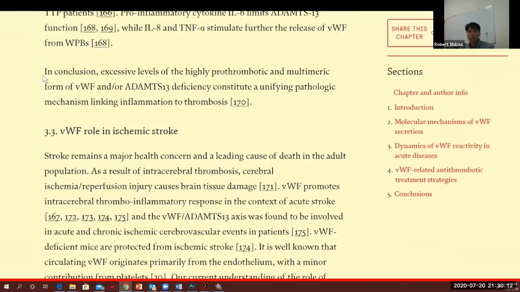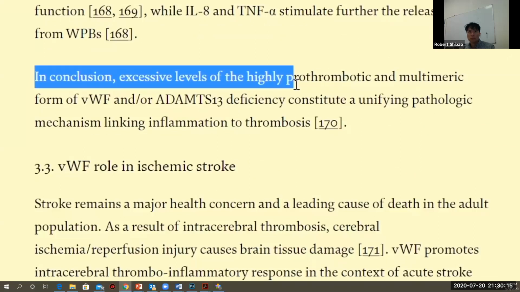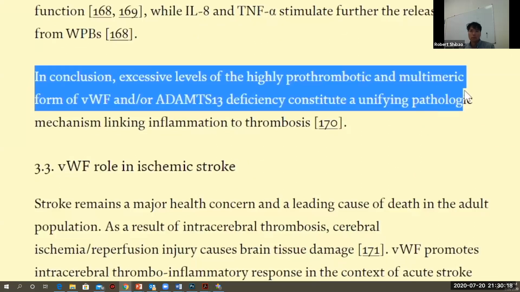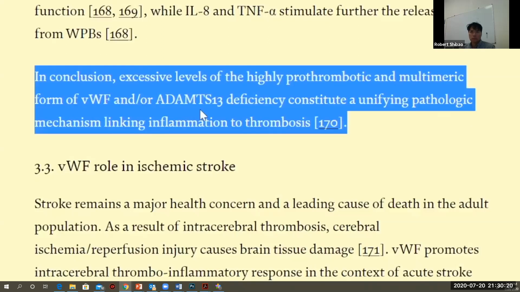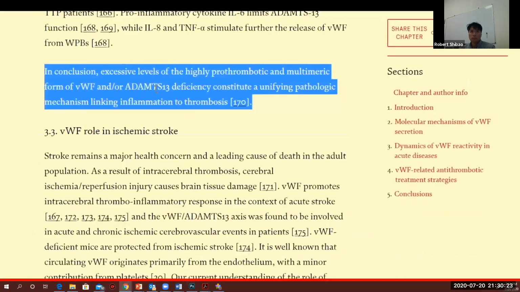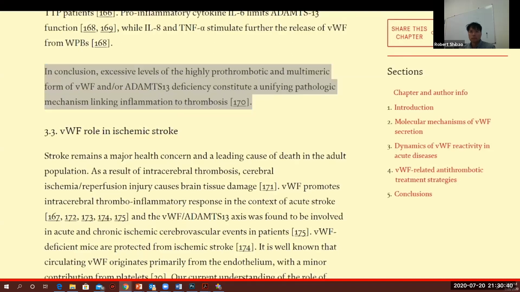In conclusion, excessive levels of highly prothrombotic and multimeric forms of von Willebrand factor and/or ADAMTS13 deficiency. This ADAMTS deficiency has to do with the platelets, but specifically what ADAMTS does is it cleaves and cuts up von Willebrand factor. And believe it or not, it's a zinc-containing metalloproteinase enzyme. And so essentially ADAMTS reduces the effectiveness of von Willebrand factor. But this is a unifying pathological mechanism linking inflammation, oxidative stress, and thrombosis.